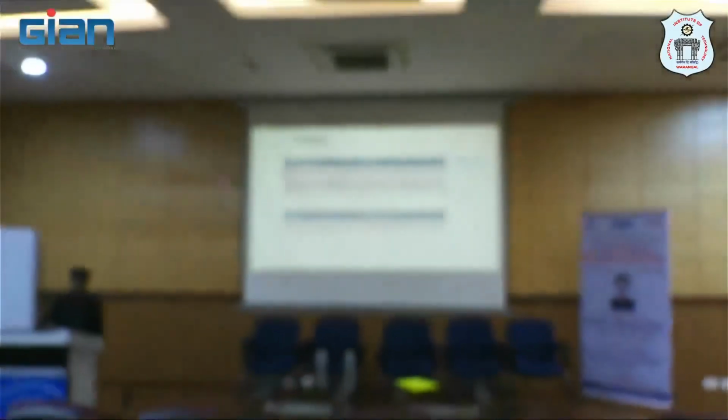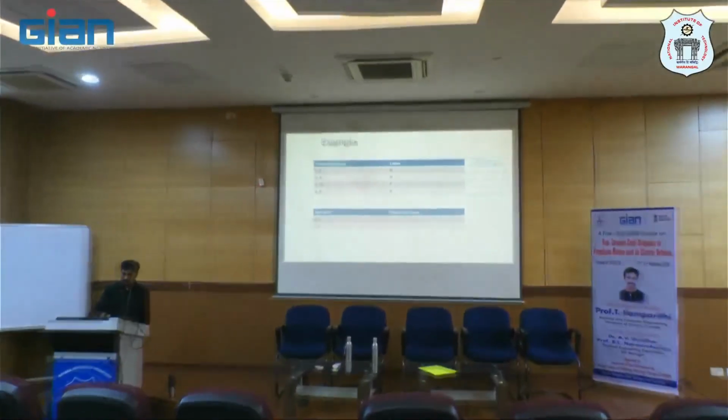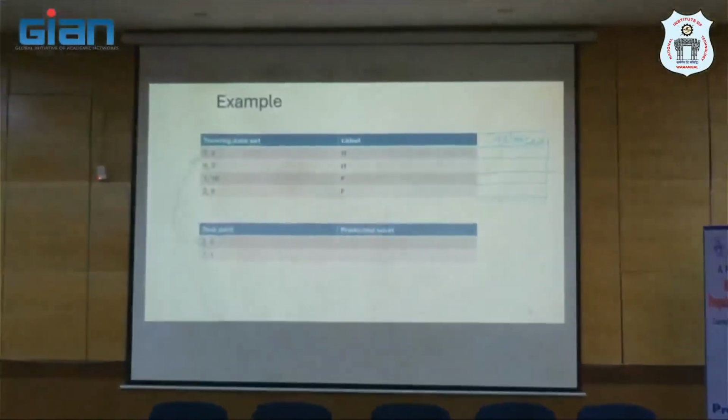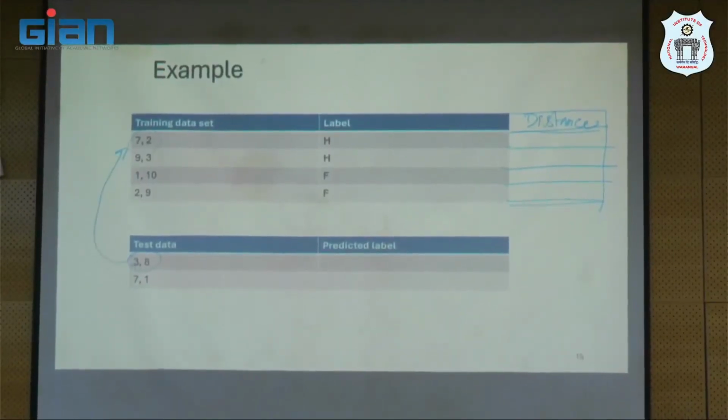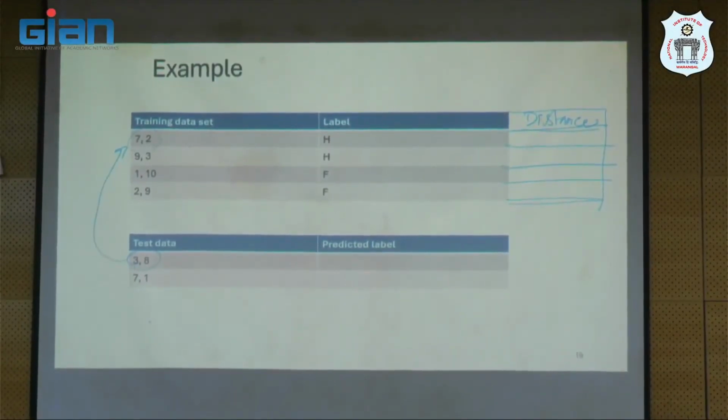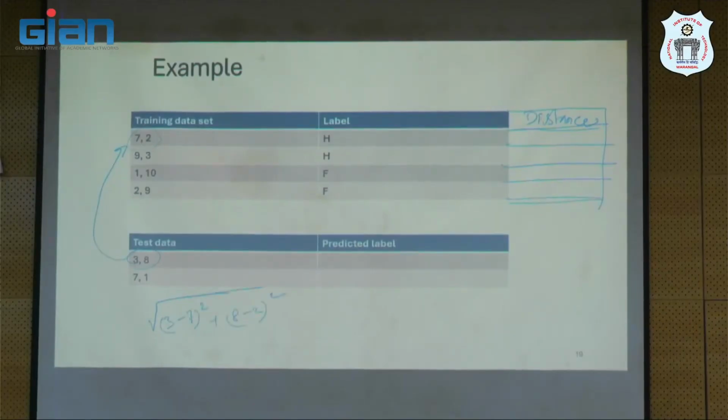Sort from the lowest value of distance. Is that clear? First I have to calculate the distance. So take a test point. How far is 3, 8 from 7, 2? Calculate the distance and enter it. So square root of (3 minus 7) squared plus (8 minus 2) squared. So you get a measure. Enter that here.